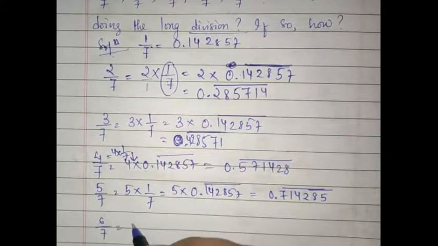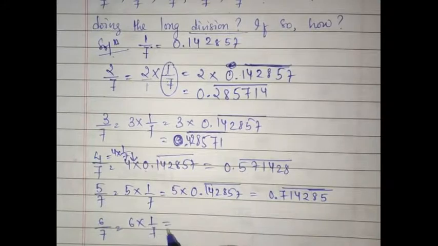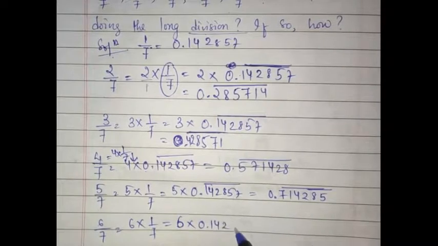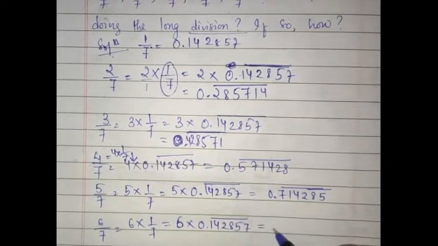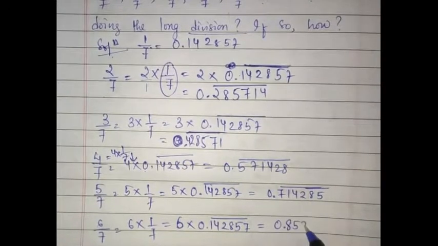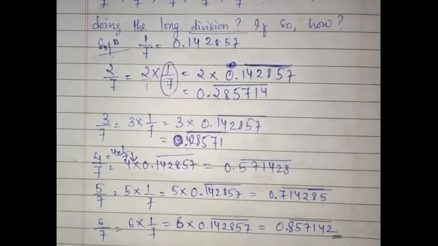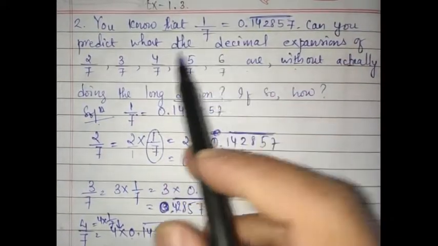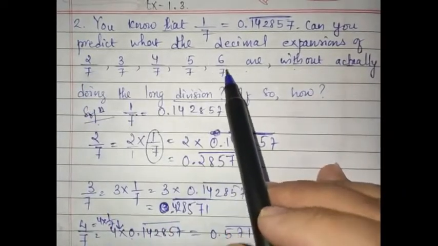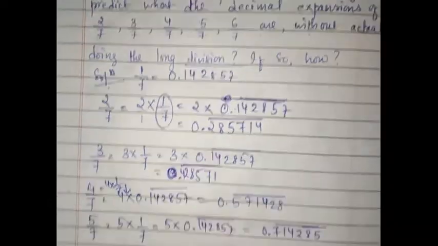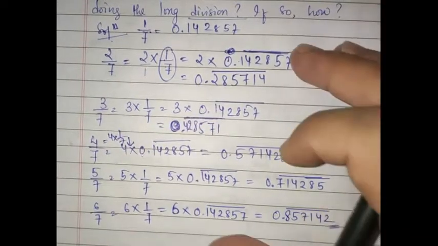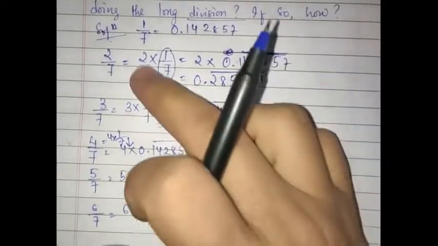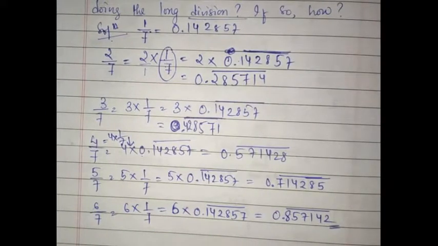Last we have 6 by 7. 6 into 1 by 7 is the way to express it. So it is 6 into 0.142857 under the bar. When you multiply this, you get 0.857142 under the bar. So this is all. They have asked us to find the decimal expansion of the given rational numbers without actually doing the long division method. If that is possible, then how? This is the only possible way. Okay, let us proceed to question number 3.